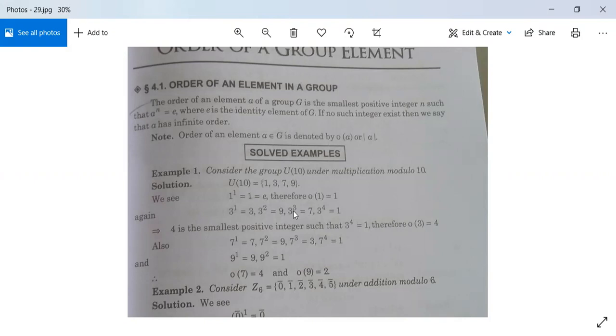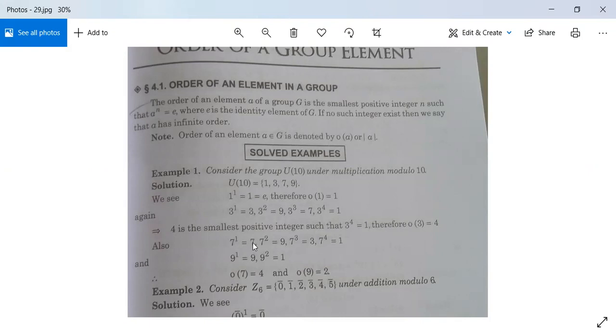Because 3 × 3 is 9, 3 × 9 is 27, और 10 से डिवाइड करेंगे तो बैलेंस मिलेगा 7। और 3 to the power 4 होगा 81, 10 से डिवाइड करेंगे बैलेंस 1, तो ये आइडेंटिटी आ गया। यानी ऑर्डर 3 क्या हो गया, 4 आ गया। आइडेंटिटी के बराबर होना चाहिए। E is 1, so 3 to the power 4 is 1 means order of 3 is 4. 4 is the smallest positive integer such that 3 to the power 4 is 1, therefore order 3 is equal to 4.